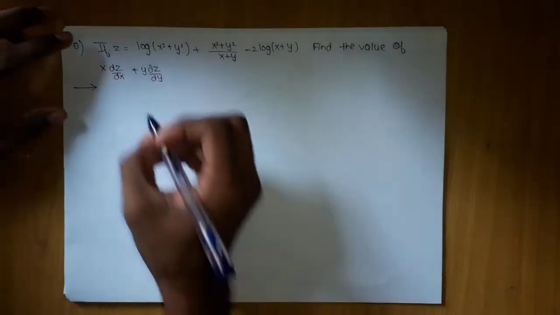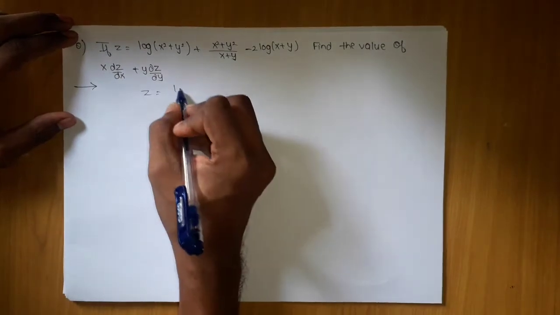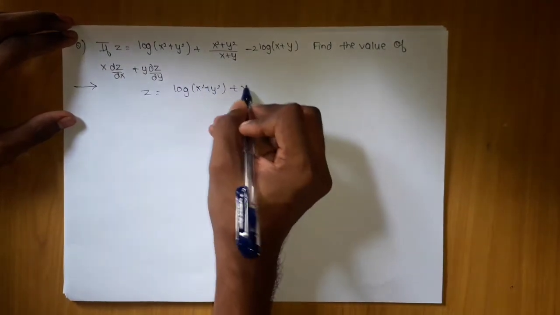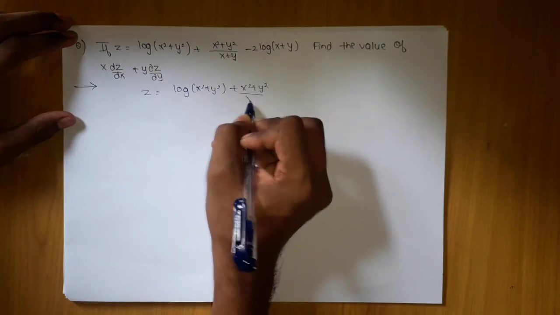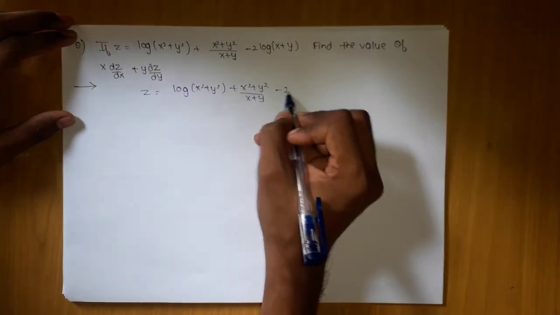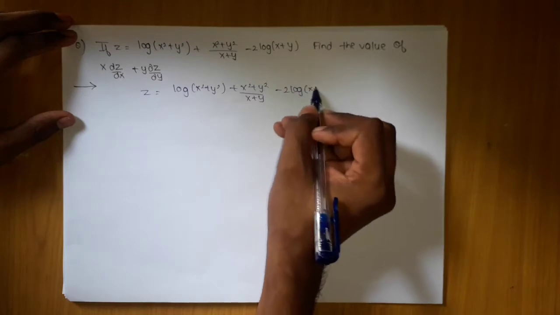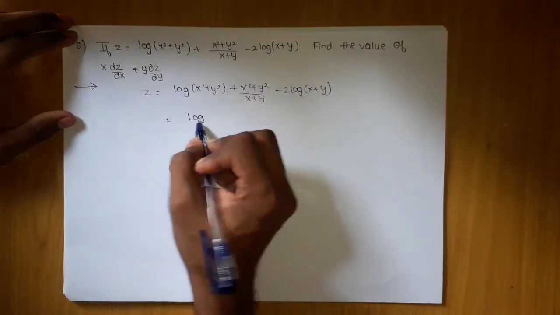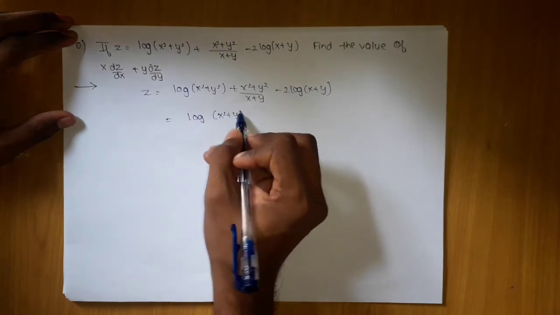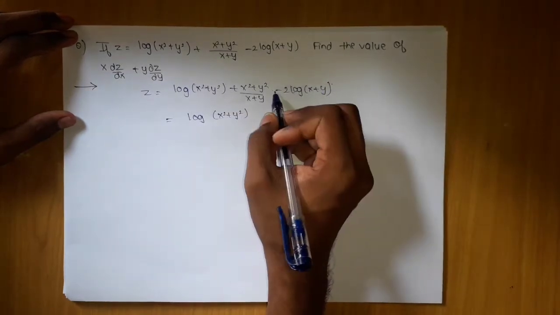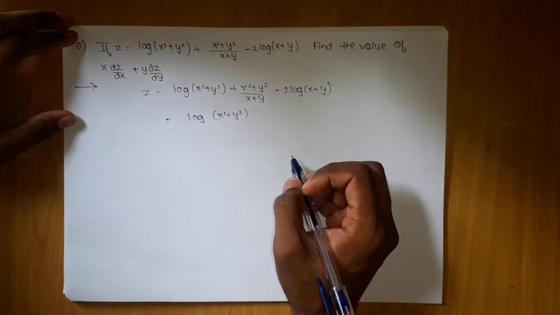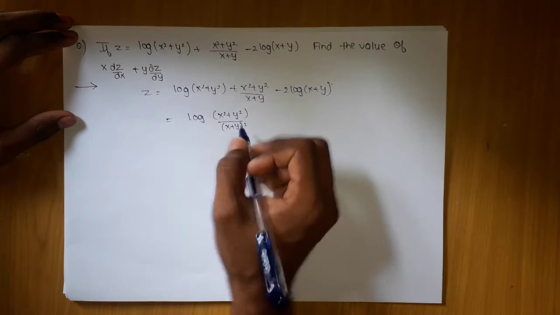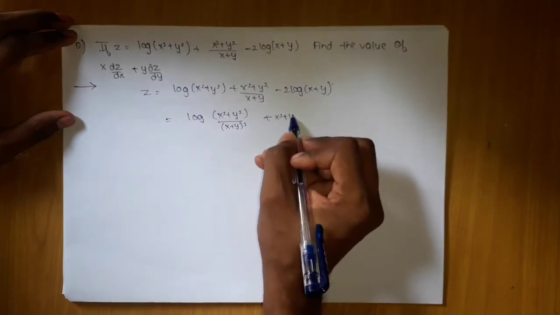Now first what you should do, you should write z, which is x square plus y square plus x square plus y square by x plus y minus 2 log x plus y. Now see whether there can be any modification in z or not. Yes, here there can be modification. I can move this 2 power here and then apply the formula log a minus log b equals log a by b, which will be x square plus y square by x plus y the whole square.